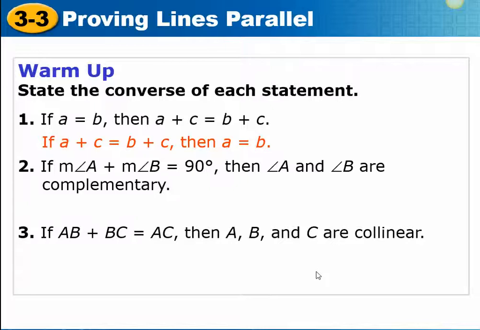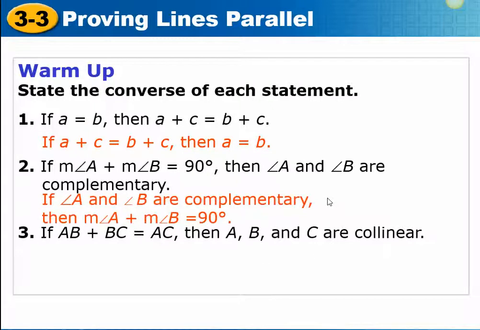Okay, number 2, if the measure of angle A plus the measure of angle B equals 90, then angle A and angle B are complementary. The converse of that would be if angle A and angle B are complementary, then the measure of angle A plus the measure of angle B is 90 degrees. That's the definition of complementary.